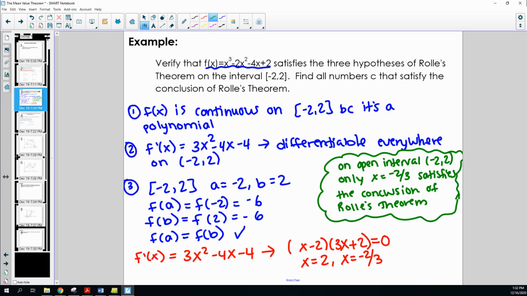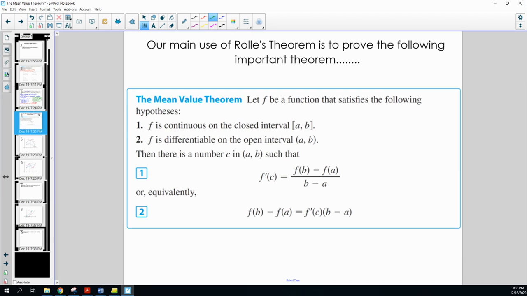Okay, so typically Rolle's theorem is not tested on the AP exam as far as Rolle's theorem itself. You still need to know what Rolle's theorem is. They might ask a multiple choice question about it, but typically the reason we learn Rolle's theorem is because it leads into an important theorem that we need for calculus, which is the mean value theorem. The mean value theorem takes some points from Rolle's theorem and changes things a little bit.